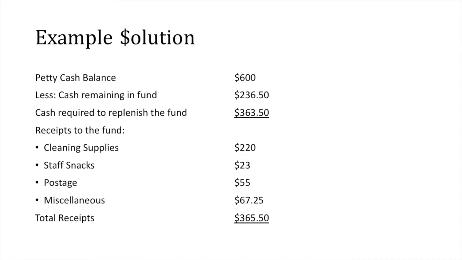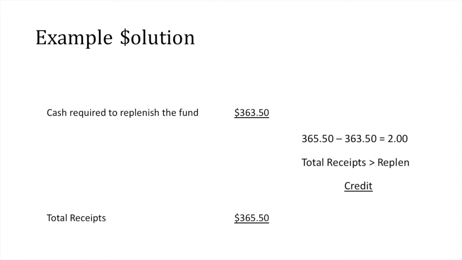A likely occurrence when replenishing the fund is noticing that the cash required to replenish the fund does not equal the total amount of expenses receipted. What must be done is the cash required for replenishment is deducted from the total receipts to find the difference between the two amounts. If the difference is positive, then the amount is credited in the following journal entry. If the difference is negative, then it is debited.